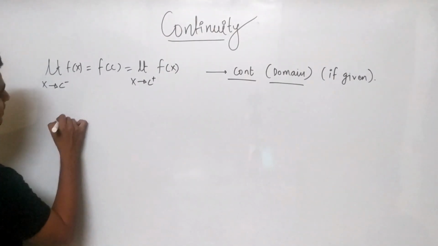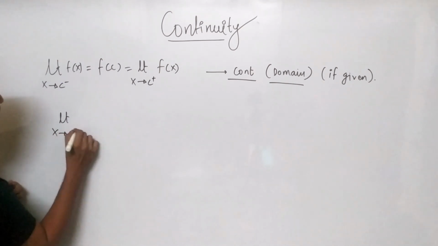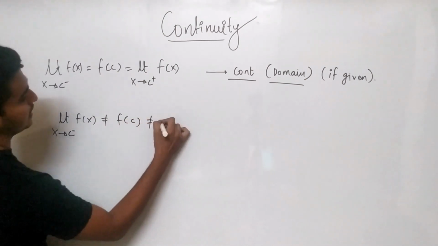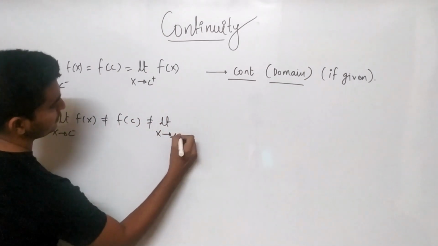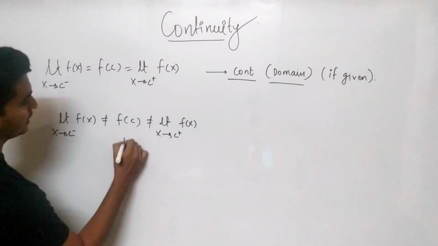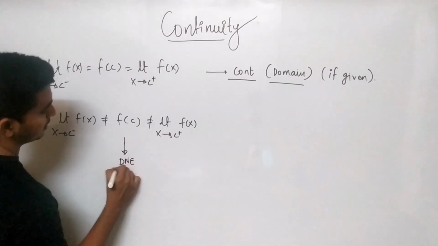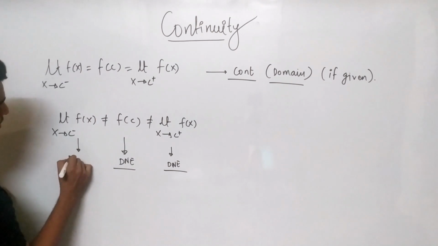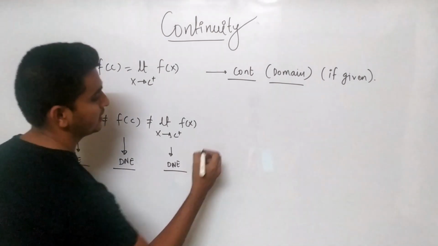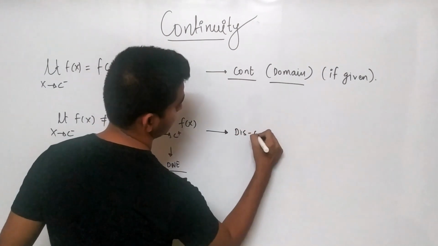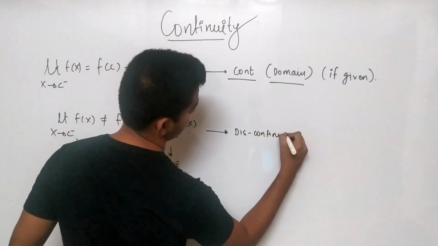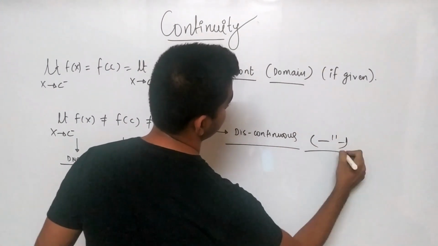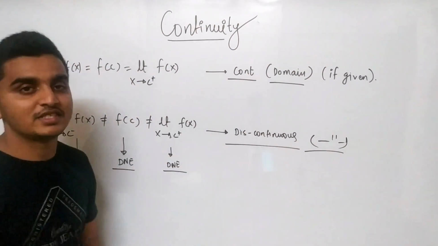Well, in another case, if these are not equal to each other, or let's just say that for some reason this particular f(c) does not exist, or this value does not exist, then you can say that this graph is discontinuous, again over the domain and range of the particular graph. So these two conditions must be satisfied.